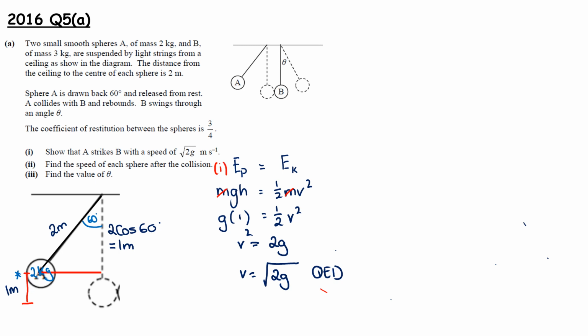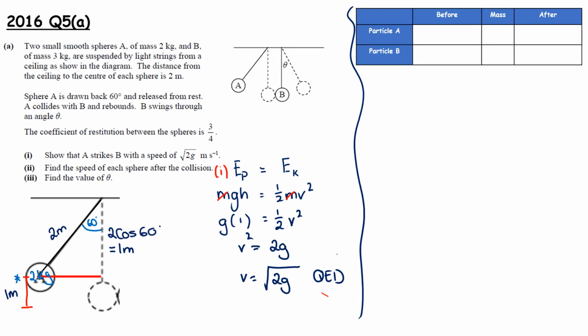So then it wants the speed of each sphere after the collision. So now that we have a collision, we're going to be talking about a direct collision, and we're going to set up our table. So we now know particle A was traveling with the square root of 2g meters per second. Particle B is at rest. A is 2 kg, B is 3 kg, and we want to know our after. So I'm going to call that X and Y.